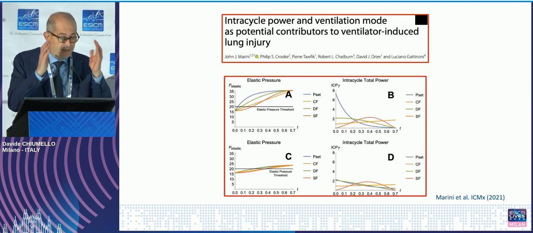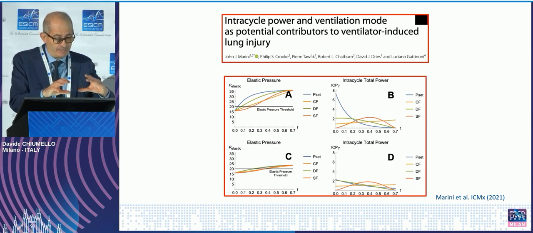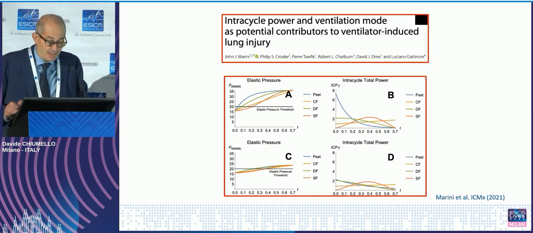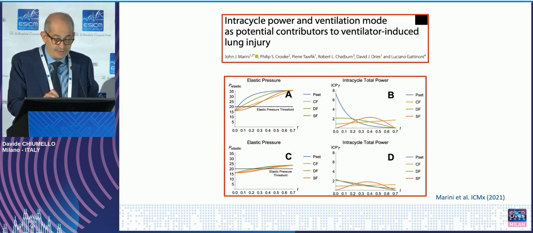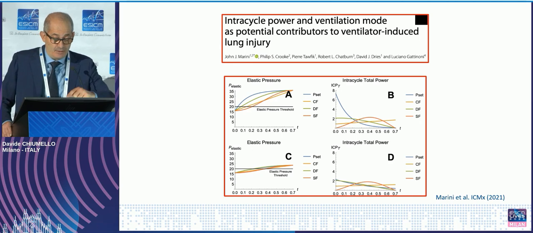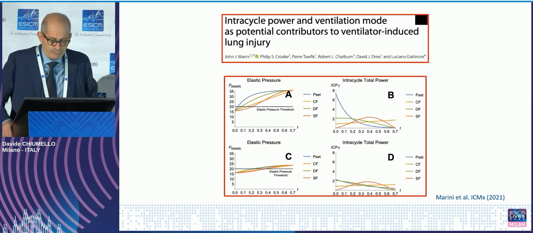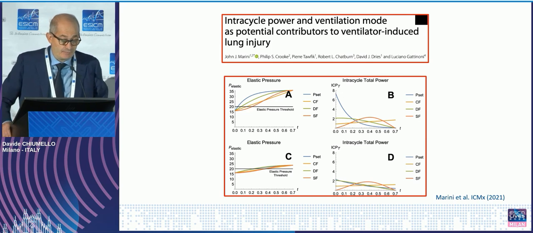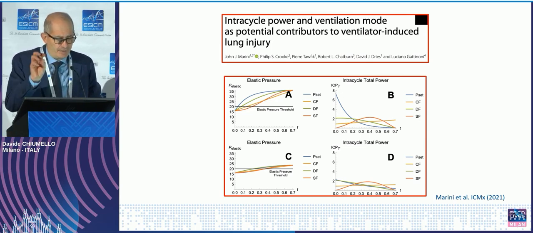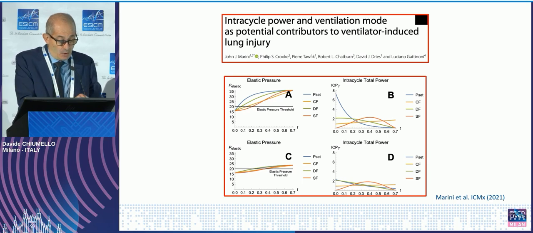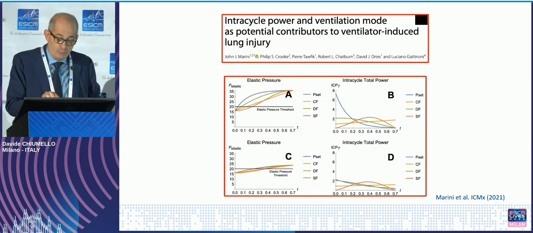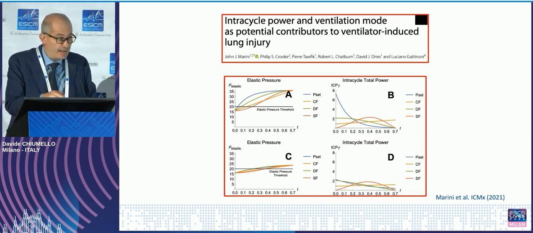By maintaining the same tidal volume, the upper part is an example in severe ARDS, and the lower part, a patient with moderate ARDS. They analyzed the different inspiratory profiles. Blue is pressure control, yellow is constant flow during volume control ventilation, green is decelerating flow. And independent of the patient condition, the severity, what is clearly shown is that the intracycle power during pressure control was significantly higher compared to the constant flow.